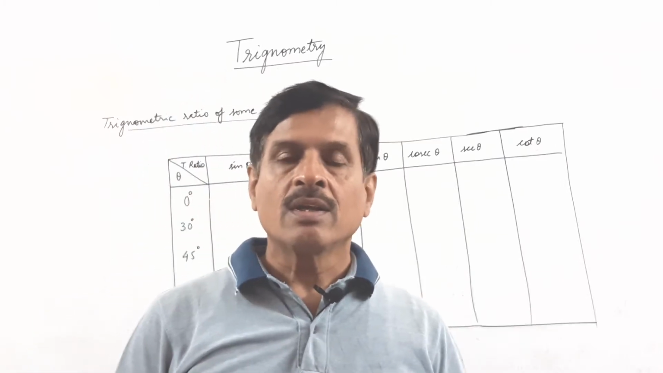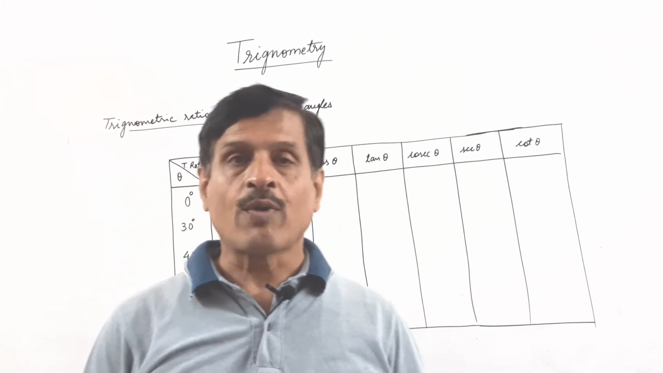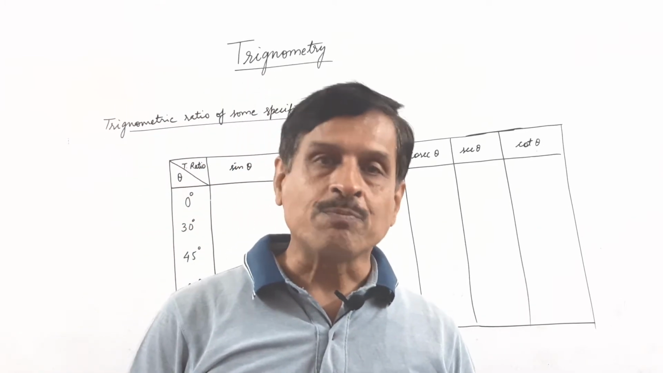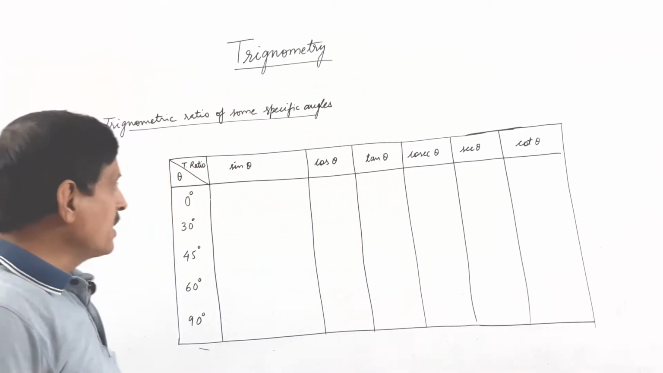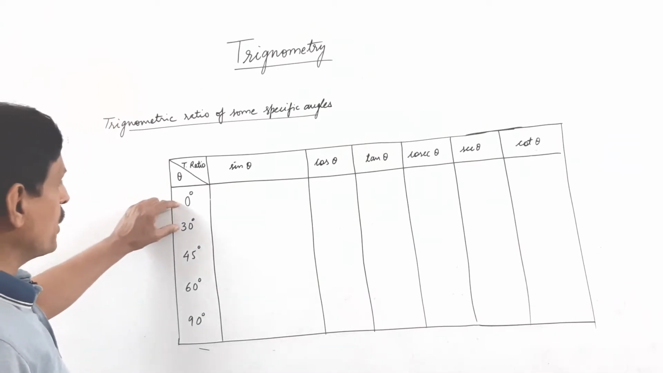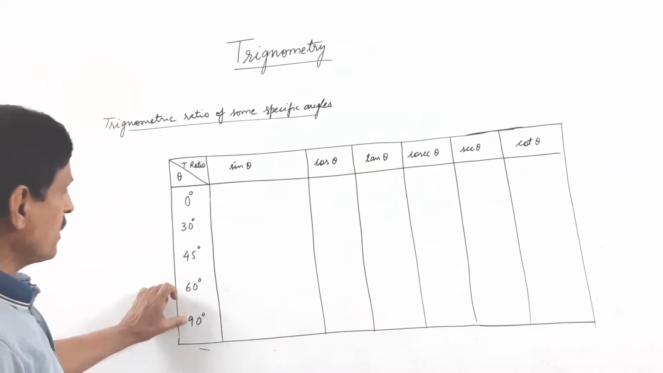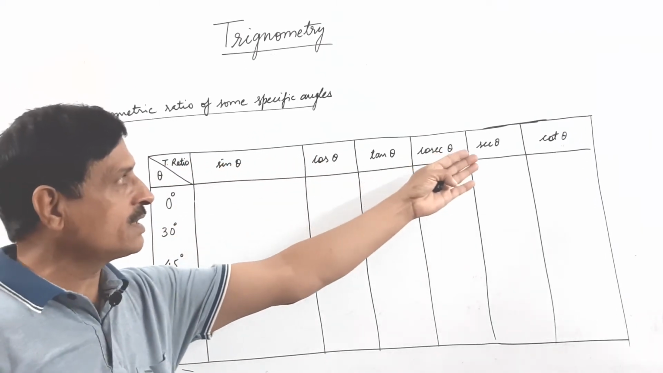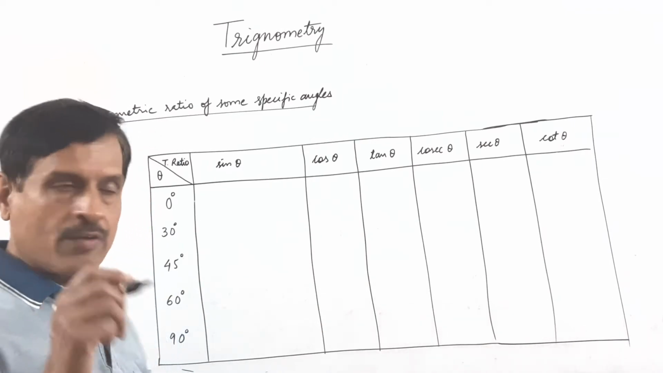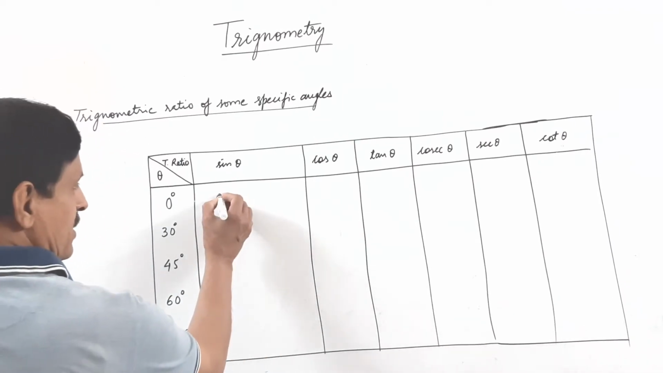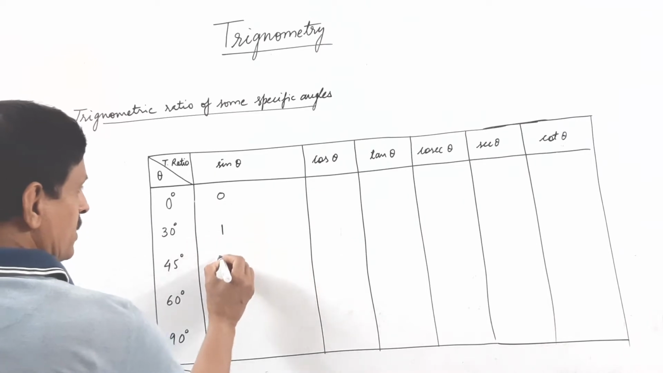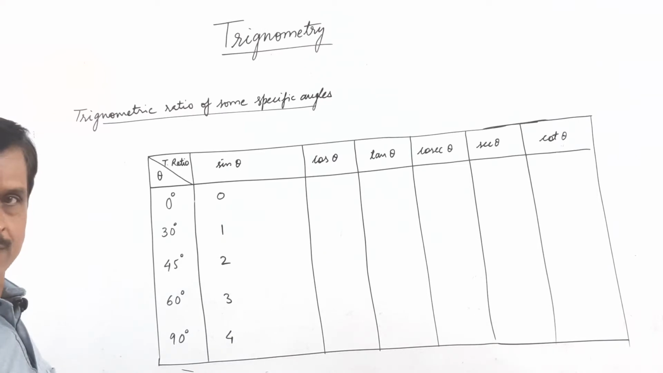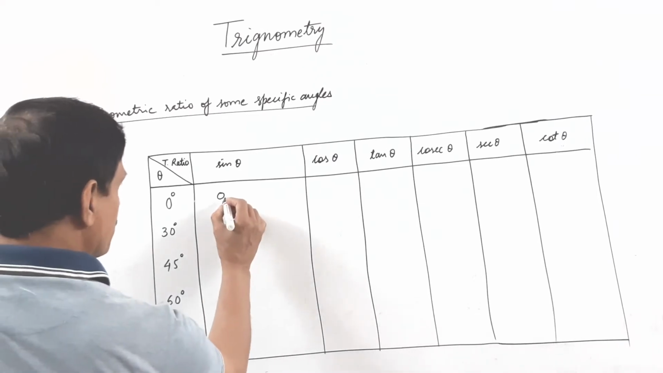Now we will learn how to find trigonometric ratios of some specific angles. The angles are 0 degree, 30 degree, 45 degree, 60 degree and 90 degree. And the T ratios are sin theta, cos theta, tan theta, cosec theta, sec theta and cot theta. We first write 0, 1, 2, 3, 4. Each is divided by 4.